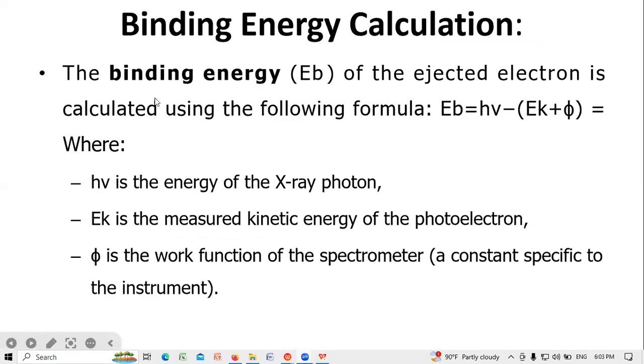Binding energy calculation: the binding energy of the ejected electrons is calculated using the formula, with hν the energy of the X-ray, KE the measured kinetic energy of the photoelectron, and phi the work function, which is a spectrometer constant.